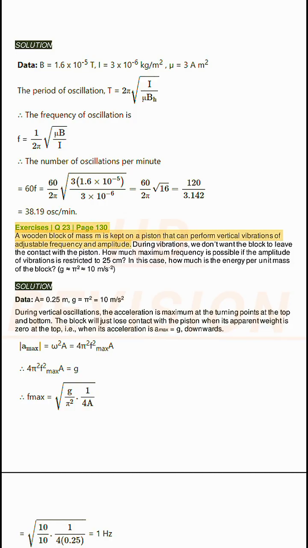Exercises Q23, page 130. A wooden block of mass m is kept on a piston that can perform vertical vibrations of adjustable frequency and amplitude. During vibrations, we don't want the block to leave contact with the piston. How much maximum frequency is possible if the amplitude of vibrations is restricted to 25 centimeters? In this case, how much is the energy per unit mass of the block? g approximately equals π² approximately equals 10 m/s².